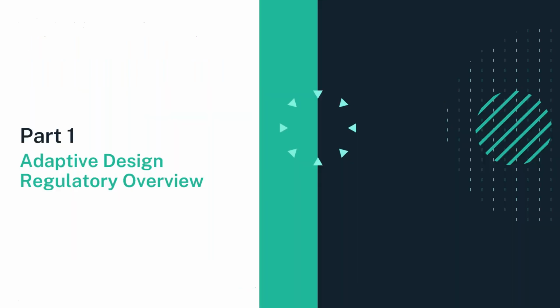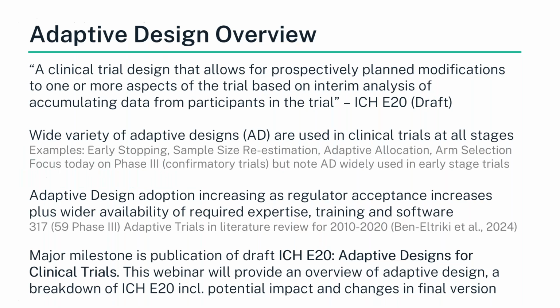So part one, we're going to look at what adaptive designs are and the regulatory context up to this point, and then a brief introduction to ICH E20 itself. So adaptive design, what are we talking about here? Well, we're actually going to use the definition from ICH E20 itself. Note this could change, but I would expect this to be exactly the same if I was a betting man, or to be very, very close.